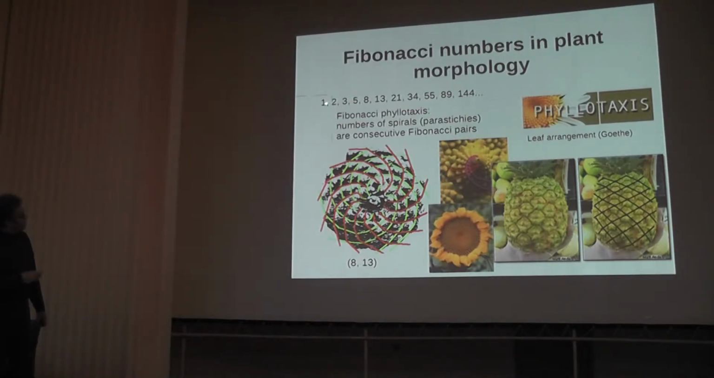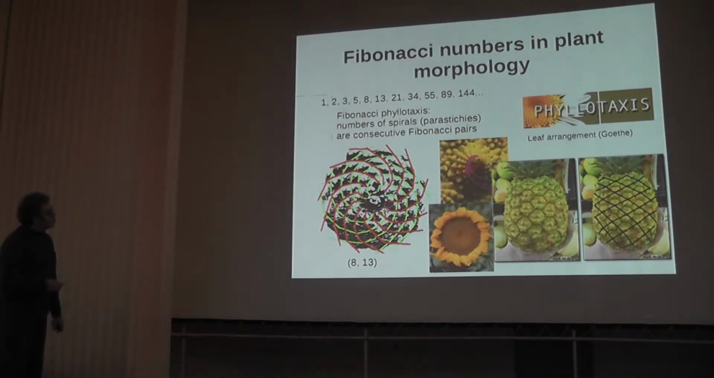Fibonacci numbers, just to remind, are a sequence that starts with 1 and 2, and then adding the 2 previous numbers to get the next number. 1 plus 2 is 3, 2 plus 3 is 5, 3 plus 5 is 8, 13, etc. And so you can count spirals and find that the number of right-hand spirals is one Fibonacci number, the number of left-hand spirals is another Fibonacci number, and even more, they're almost consecutive in the sequence, so you can get a pine cone of the type 8 and 13, or if it's a big one, it will be 13 and 21 or 21 and 34.